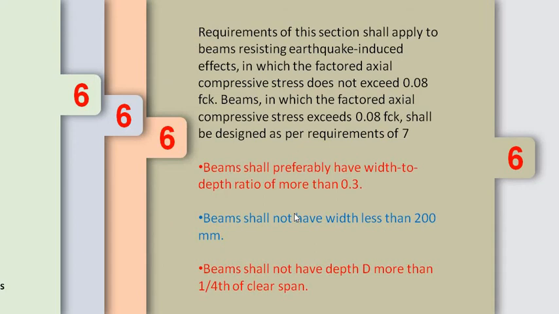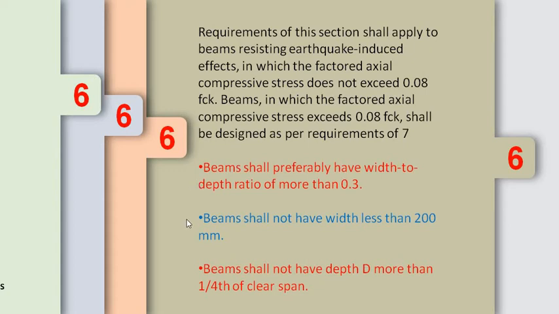The requirements of this section shall apply to beams resisting earthquake-induced effects in which the factored axial compressive stress does not exceed 0.08 times the fck. Beams in which factored axial compressive stress exceeds 0.08 fck shall be designed as per the requirements of clause number 7. Then beams shall preferably have width to depth ratio more than 0.3.